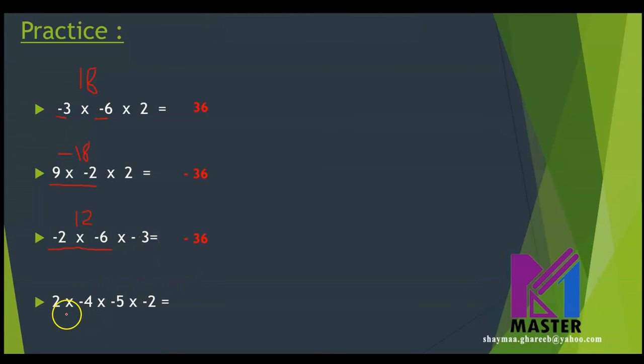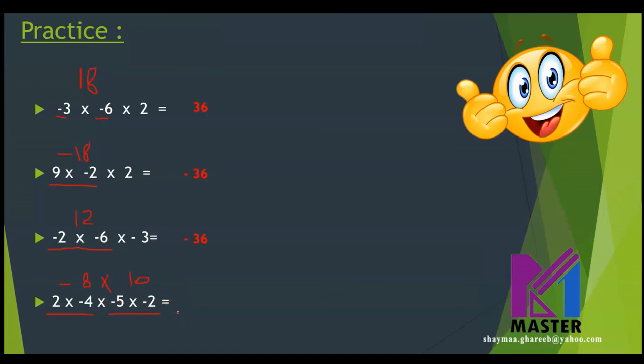The last example, we have the first 2 numbers together give negative 8. The second 2 numbers together give 10. Negative 5 times negative 2 gives 10. 2 times negative 4 gives negative 8. Now multiply. Negative 8 times 10 gives negative 80. Is this clear?